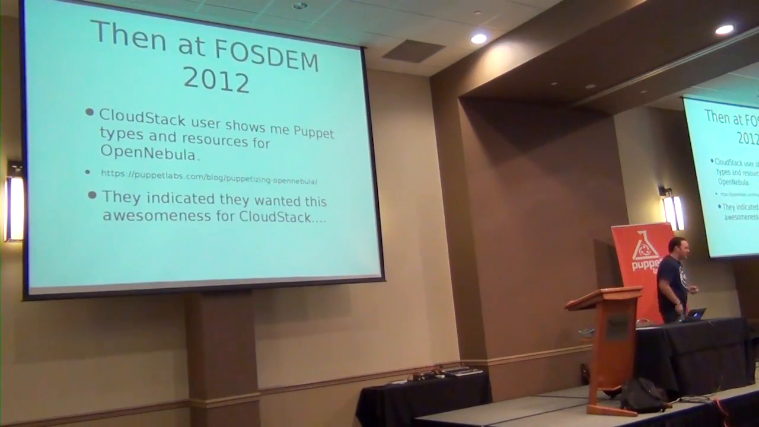Then I went to FOSDEM in 2012, and some employees from a very large mapping company came up to me, and they said, "Hey, have you seen what Puppet's done with OpenNebula?" And OpenNebula is another infrastructure as a service platform. And I hadn't. And they said, "Well, Ken Barber, who's a Puppet Labs employee, he went and wrote this OpenNebula stuff, and it allows us to define our entire data center. We can define how the machines exist and then what configuration applies to them."